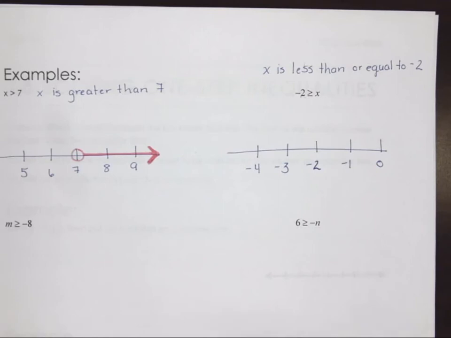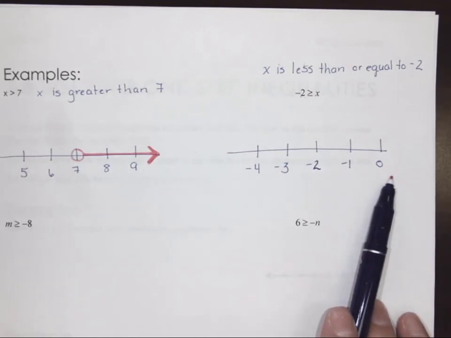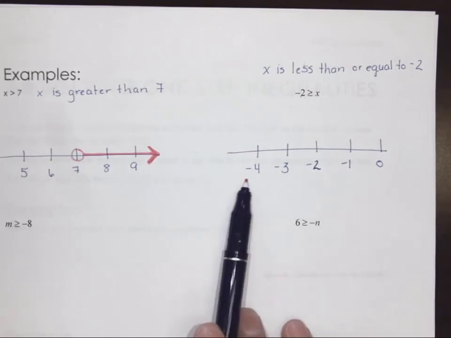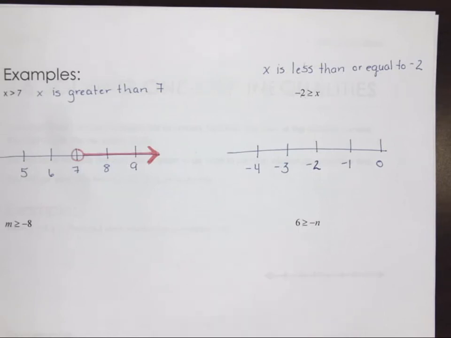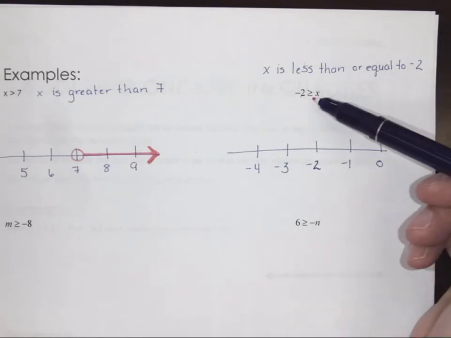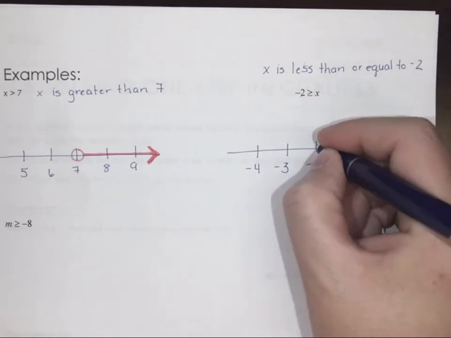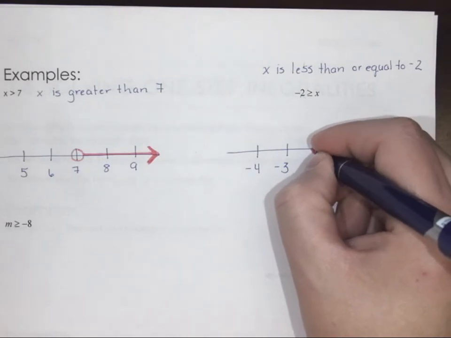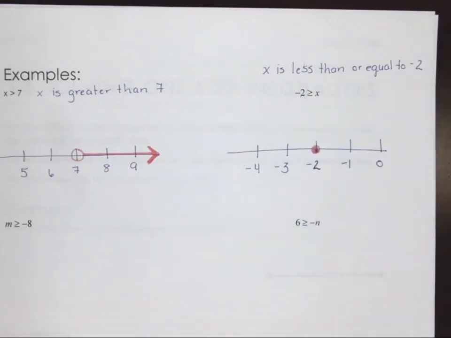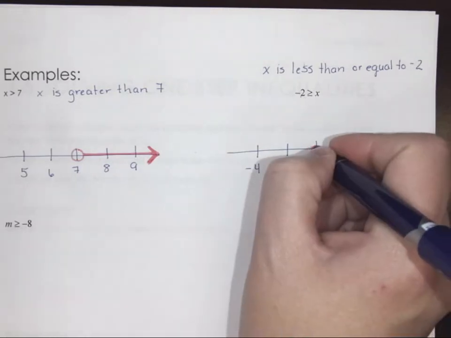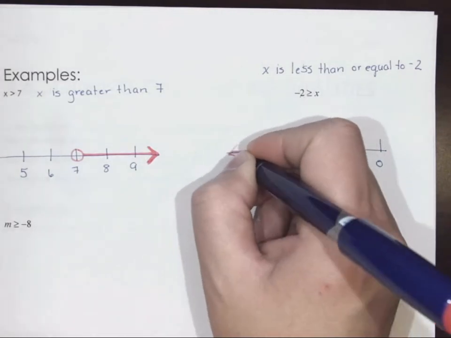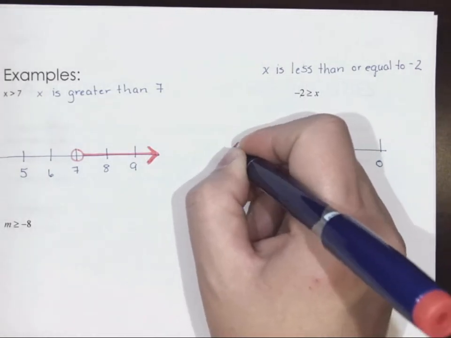Okay, so now I've done my greater than values on the right and my less than values on the left. What kind of circle am I going to use? Because this one has an equal sign, this time it's going to be a closed circle, so I'm going to shade that circle in. You see that it's closed. And now the values have to be less than -2. So that means my arrow is going this way.